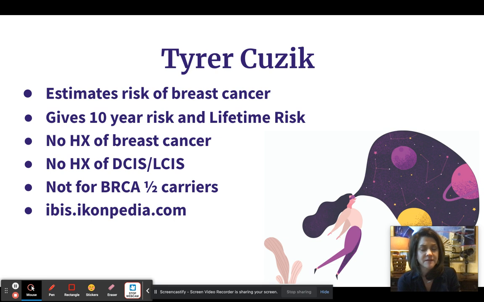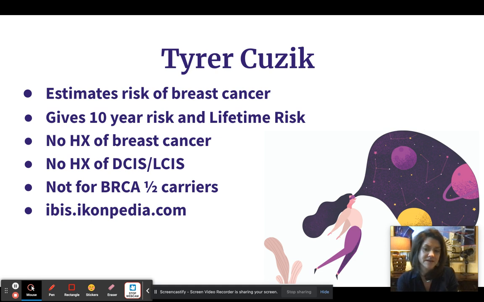The Tyrer-Cuzick estimates a risk of breast cancer. It will give you a 10-year risk and a lifetime risk. And once again, if the lifetime risk is greater than 20%, this patient is at high risk. Patients that you cannot use this model on are patients that have had a history of breast cancer, DCIS, or LCIS, or if your patient has a known pathogenic mutation for BRCA1 or 2. And this can be found at ibisiconpedia.com, which you can Google and the calculator will come up. And the Gail model is in MD easily accessible online.